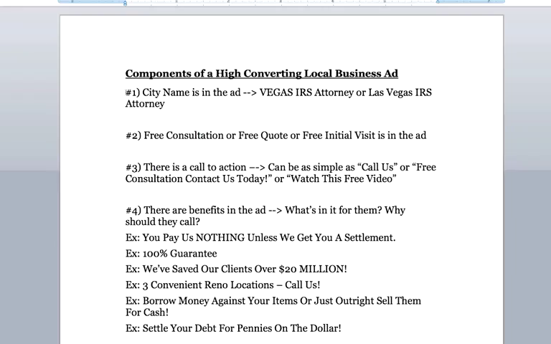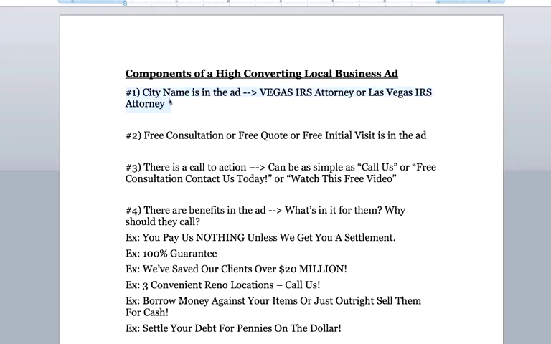We already spoke about integrating Google Places and site links and using your display URL, but now let's talk about these specific components of when you're writing your ad, and I'm going to show you some examples as well. So the first thing, number one, is that your city name is in the ad.